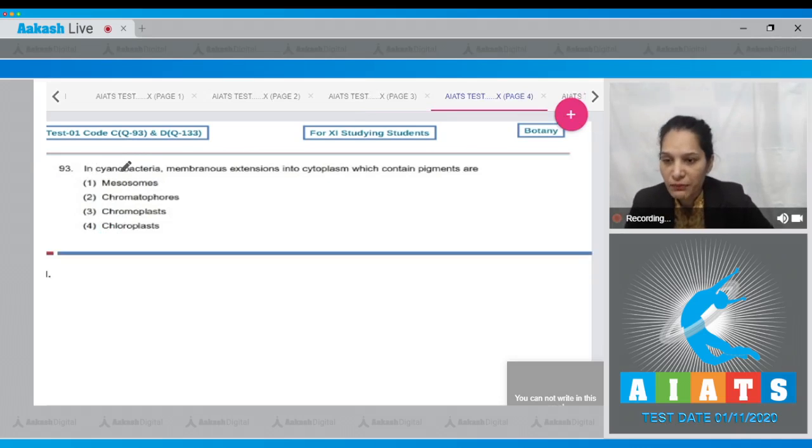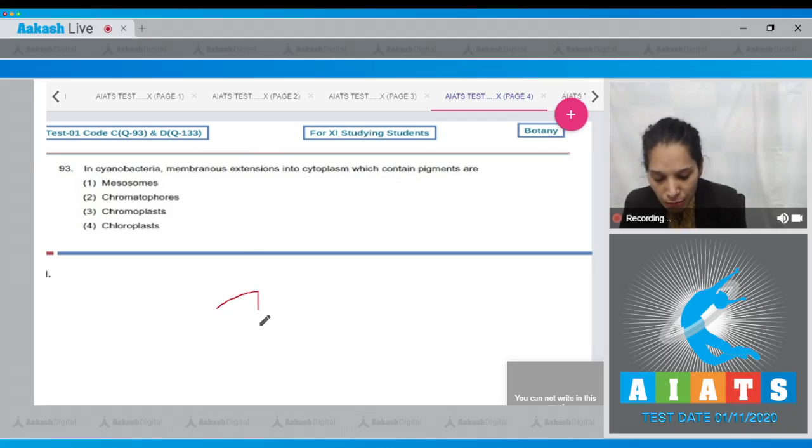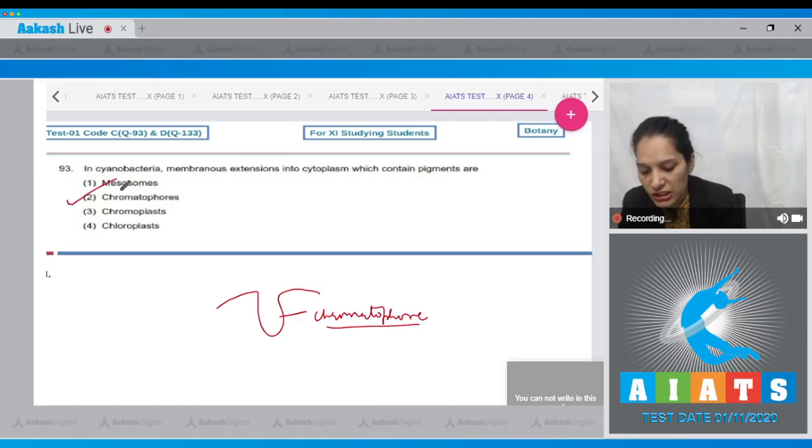Question number 93. In cyanobacteria, membranous extensions into cytoplasm which contain pigments are mesosomes, chromatophores, chromoplast or chloroplast. What happens in cyanobacteria? The membranous extension into the cytoplasm, it contains pigments and it is called the chromatophore. So the correct option for the given question is option number 2.